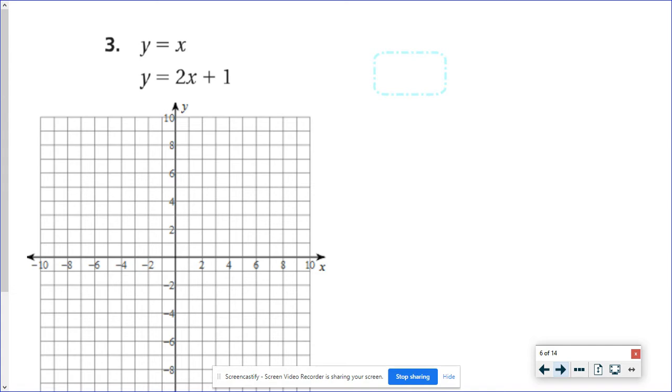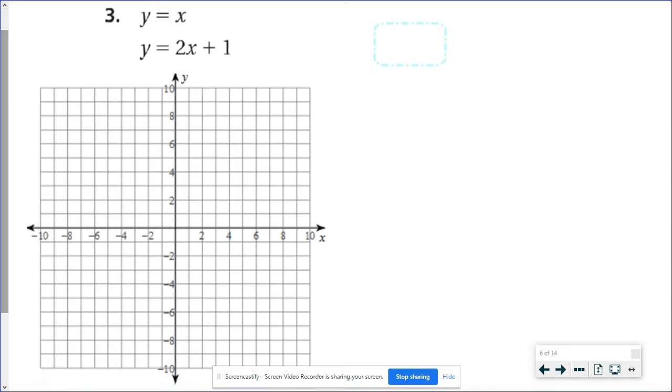In this problem, that first equation looks kind of sparse. There's not a whole lot going on there. Remember, that's really y equals 1x plus 0. So we're going to start at 0, and we're going to have a slope of positive 1. So there's my graph.